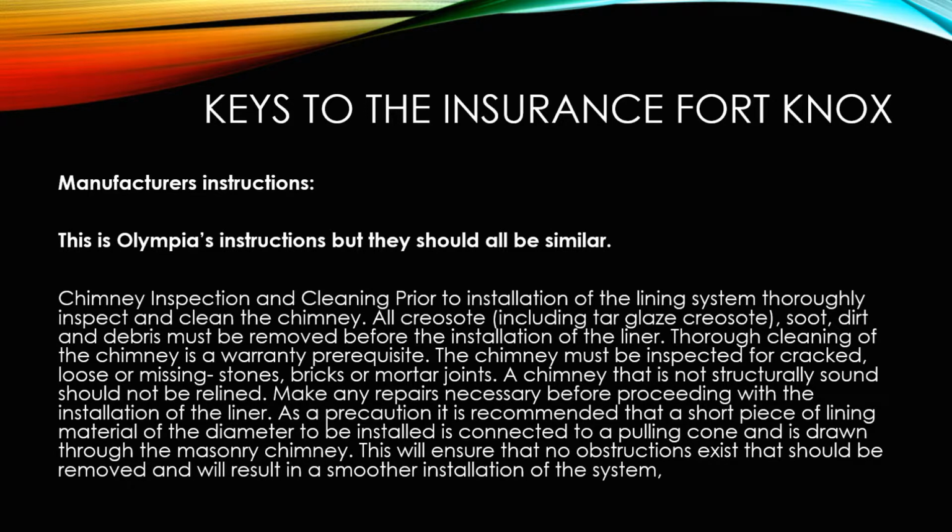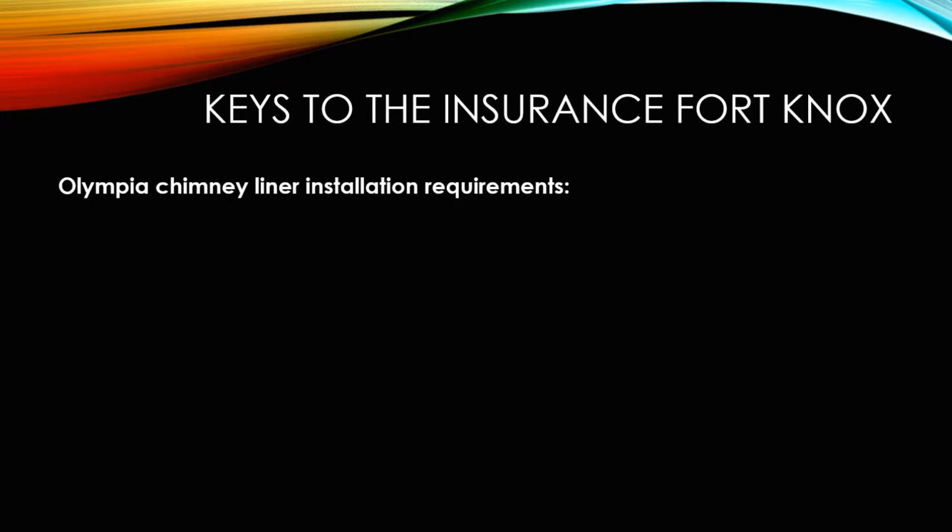The chimney must be inspected for cracked, loose, or missing stones, bricks, and mortar joints. A chimney that is not structurally sound should not be relined. Make any repairs necessary before proceeding with the installation of the liner. As a precaution, it is recommended that a short piece of lining material of the proper diameter to be installed is connected to a pulling cone and is drawn down through the masonry chimney. This will ensure that no obstructions exist that should be removed, and will result in a smoother installation of the system.